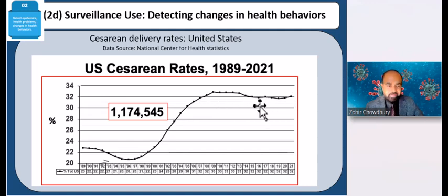Which is very high. So there were about 1.4 million cesarean births in 2007, which represented about 1/3 of all births in the United States, following a decline in the early 90s. The cesarean rate started increasing significantly up until 2007, and then it followed on until 2021. As we can see, it's still very high at about 30%.